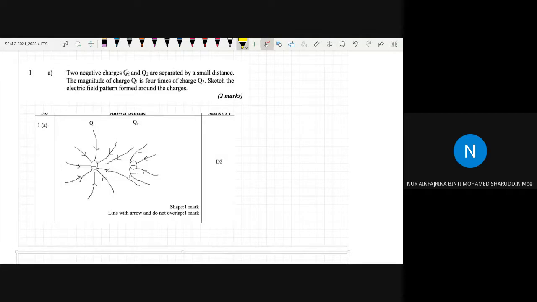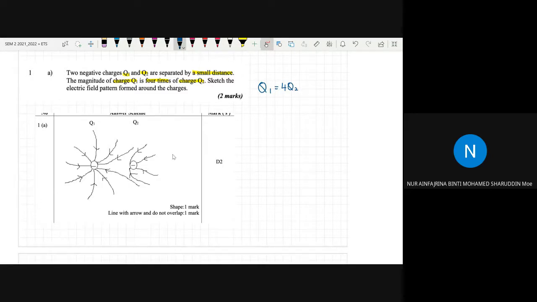So I'll proceed with question number 1. We have two negative charges, Q1 and Q2, separated by a small distance. The magnitude of charge Q1 is 4 times that of charge Q2, so charge Q1 is greater than charge Q2. Your Q1 is 4 times your Q2.